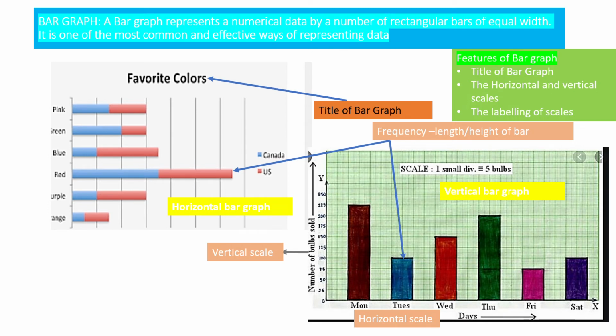Bar graph. A bar graph represents numerical data by a number of rectangular bars of equal width. It is one of the most common and effective ways of representing data. Features of a bar graph: the title of a bar graph, the horizontal and vertical scales, the labeling of scales.